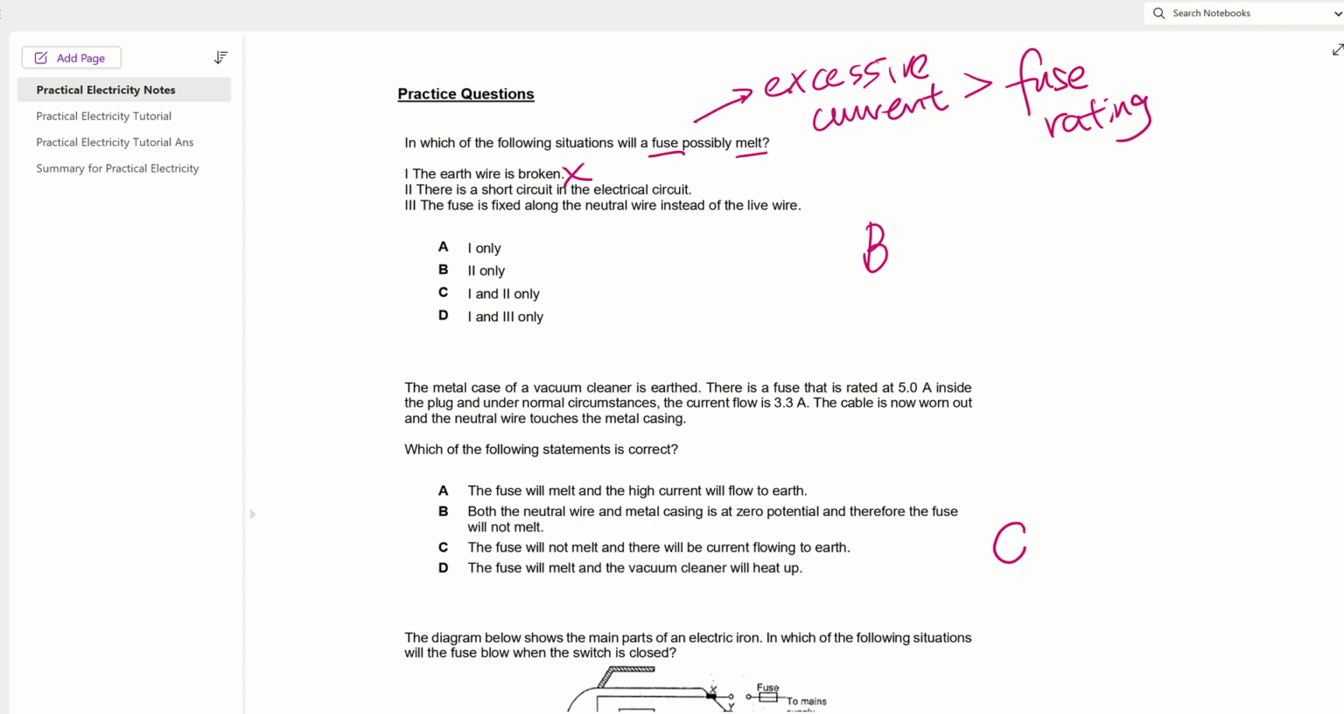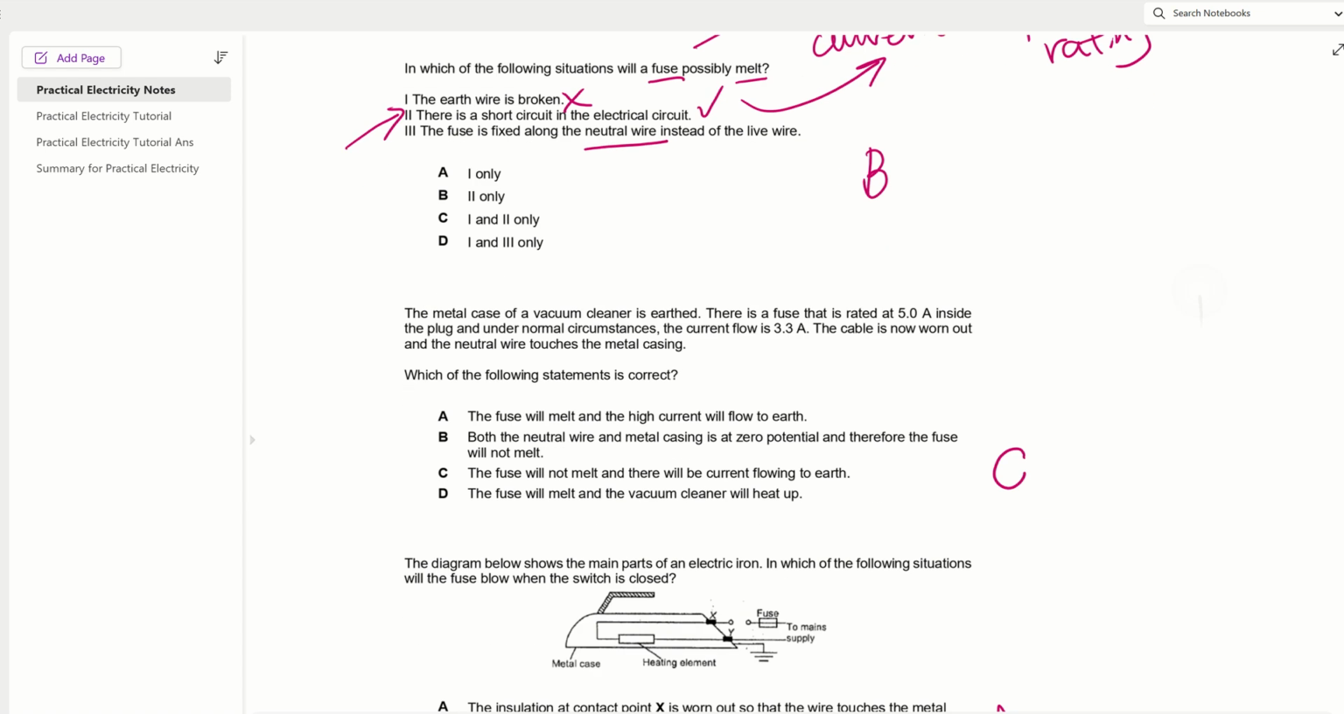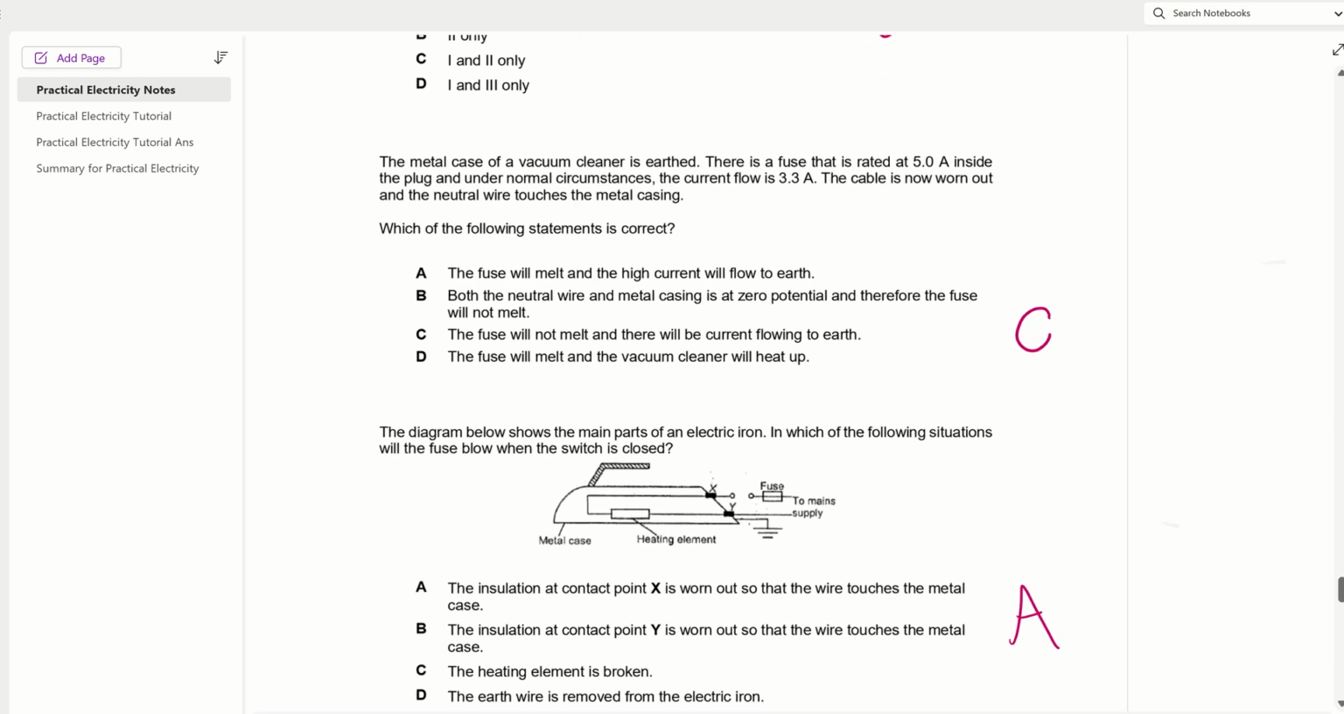Now, there's a short circuit in the electric circuit. Yes, this will cause the fuse to melt, because a short circuit means there's excessive current. Now, the fuse is fixed alongside the neutral wire instead of the live wire. This will not cause the fuse to melt. Rather, if the fuse melts, the appliances will still be connected to the live terminal, which is dangerous, so we don't want that. So it's only the second scenario that will cause excessive current to flow. So the answer is B.